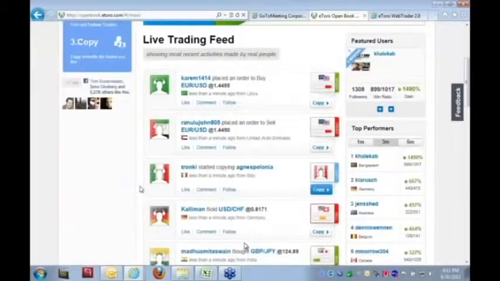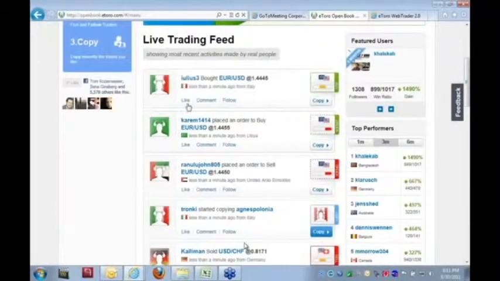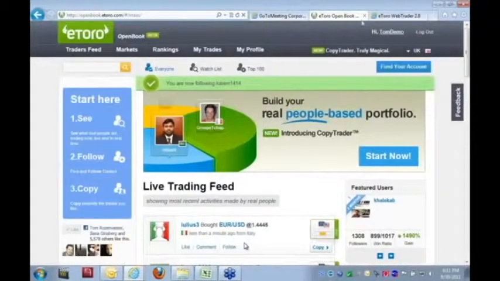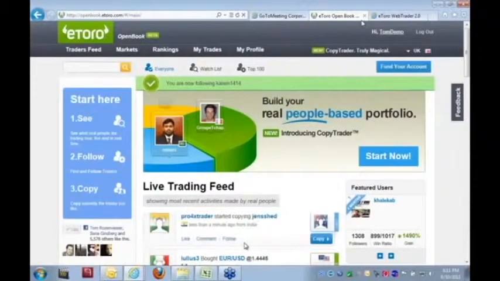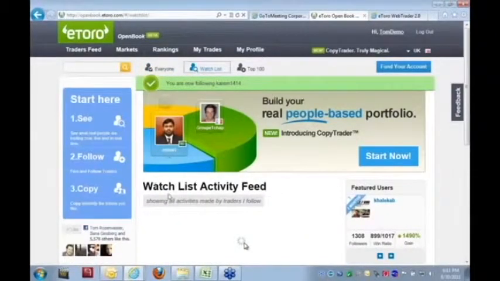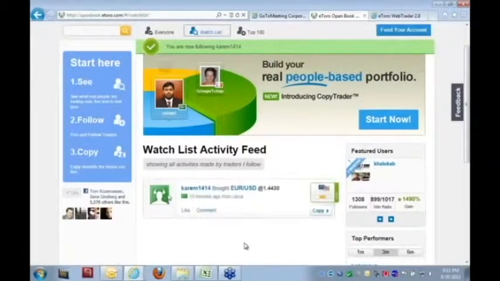And when you do that, you're adding this trader, in this case Kareem1414, to our watch list. Let's open our watch list, and the watch list is a trading feed of only the people that we chose to follow. And here we see the position that Kareem has opened. The top 100 is the last feed, and that is of the people that are in the top 100 list of traders this week. Very good.